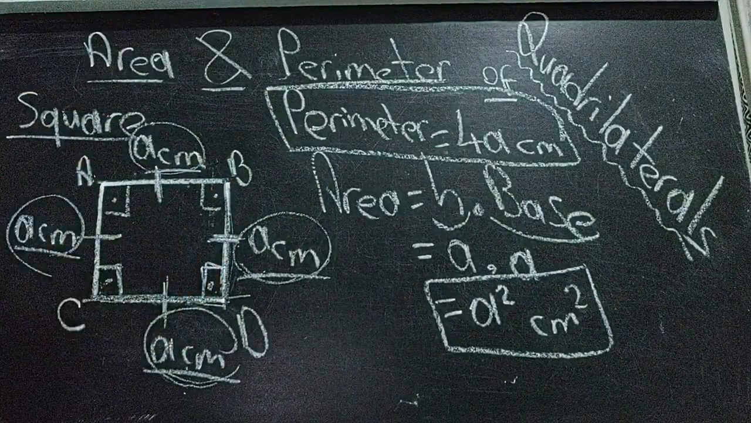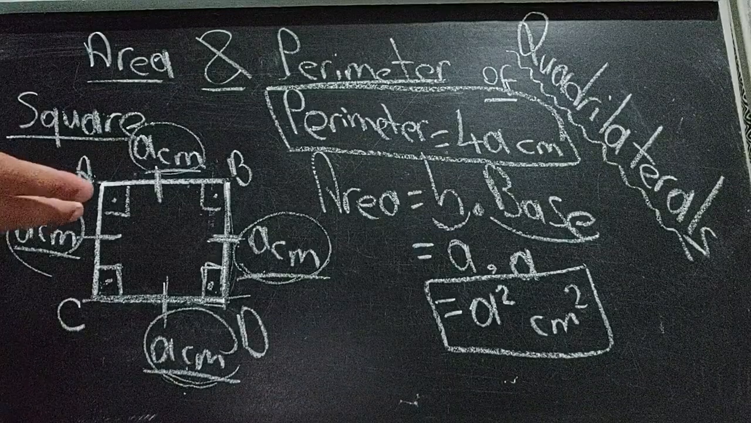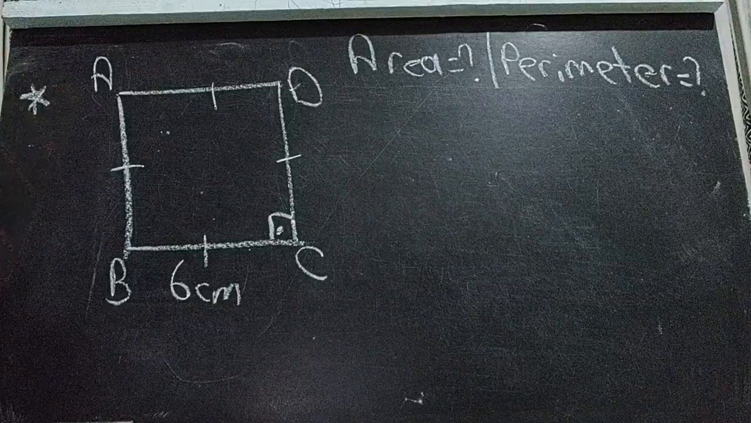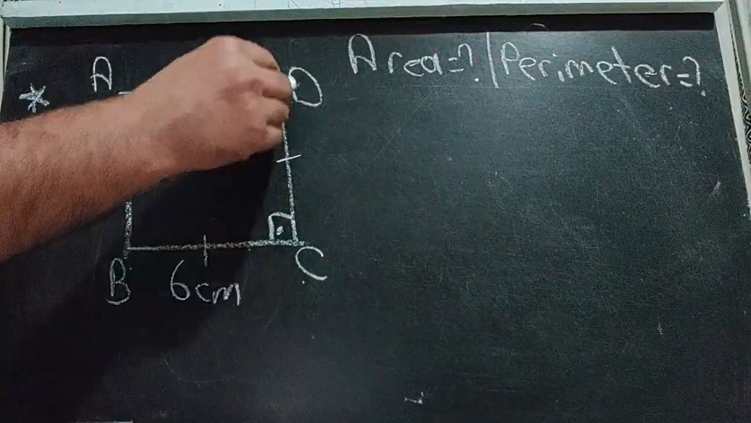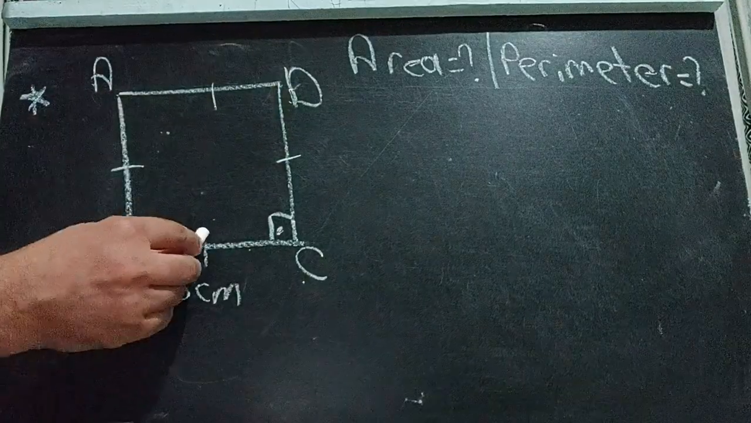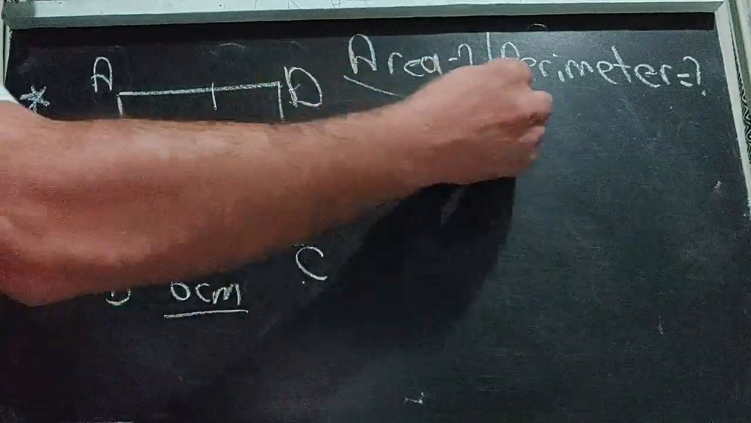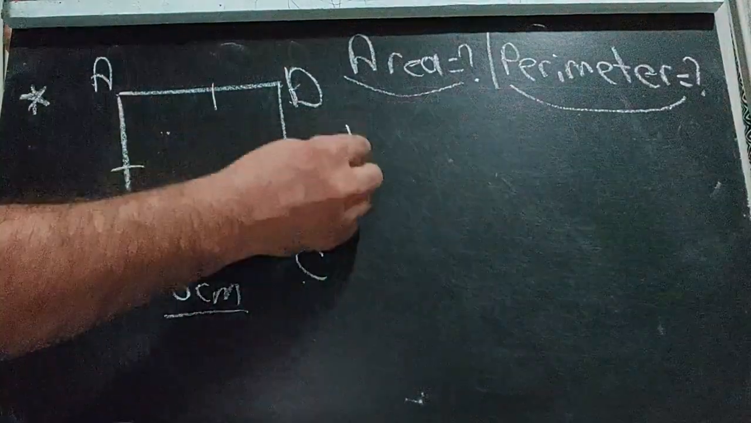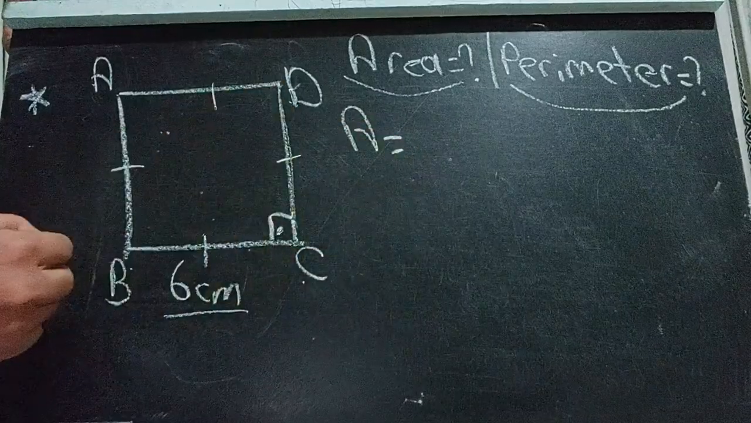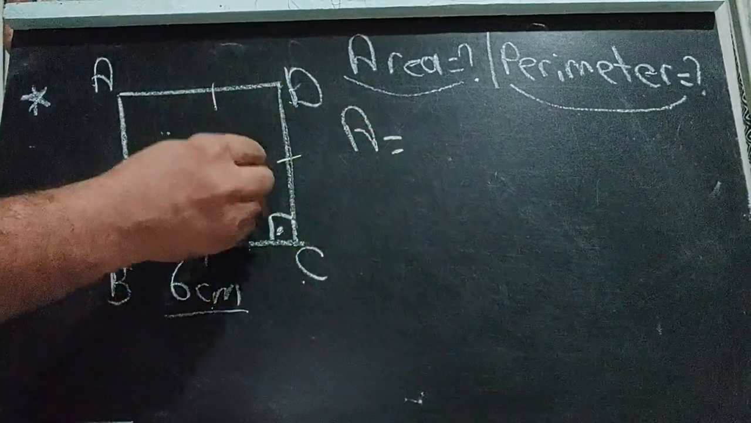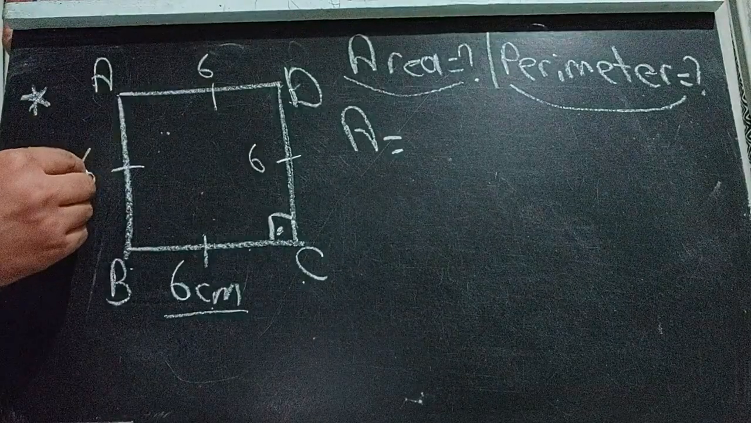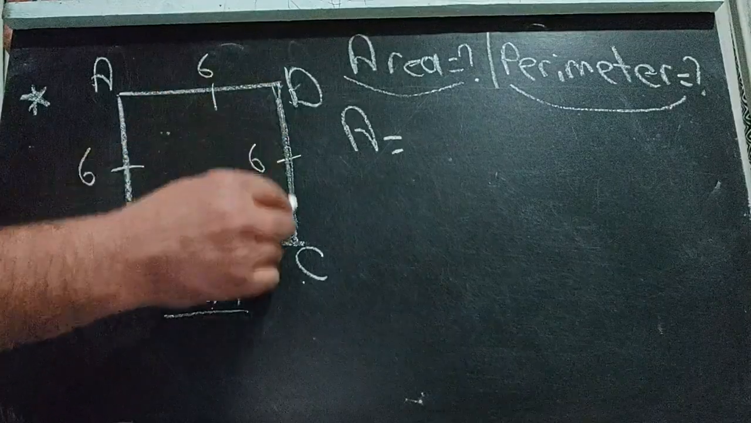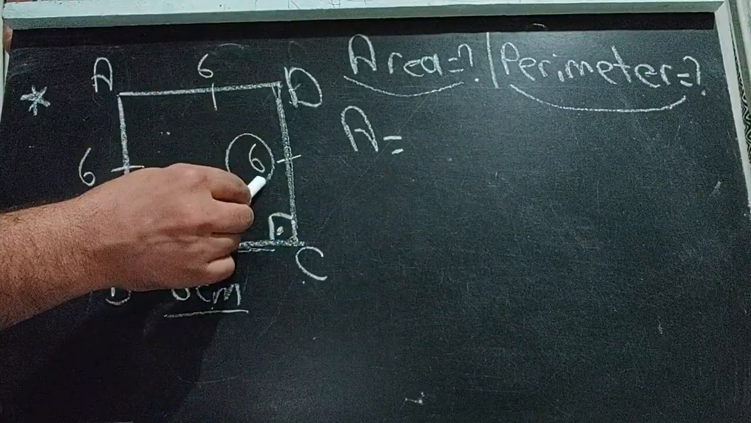Right, now let's pass to our question. How are questions going to come across us in square? So my first question is ABCD is a square. BC is 6 centimeter. What is area? What is perimeter of the square? So area was height times base. So this is 6, this should be 6, this should be 6, this should be 6 too. For square, height, base the same. That means this time this will be square of 6.